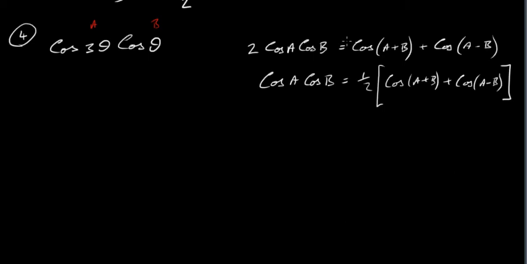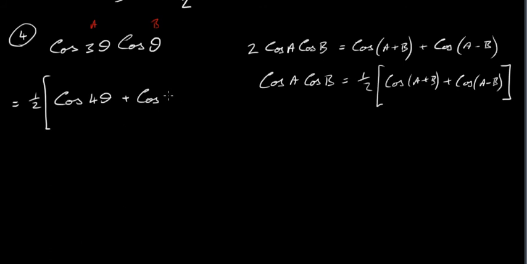So let's do it. So this thing here is equal to a half, and then we're going to do cos of A plus B. Well, that's just going to be the cos of 3 theta plus theta, so that's the cos of 4 theta, and then that's going to be plus cos of A minus B, so that's 3 theta minus theta, so that's 2 theta. And you know, that's really it.